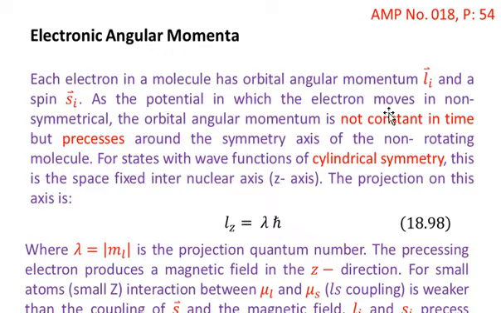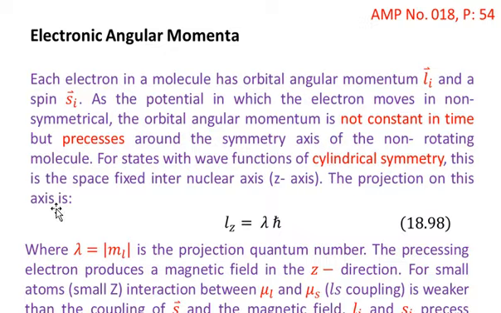As the potential in which the electron moves is non-symmetrical, the orbital angular momentum is not constant in time and precesses around the symmetry axis of the non-rotating molecule. This symmetry axis is the z-axis in the cylindrical coordinate system. For states with wave functions of cylindrical symmetry, this is the space-fixed internuclear axis, or the z-axis. So in this case we have the z-axis, or the cylindrical axis, which is fixed.